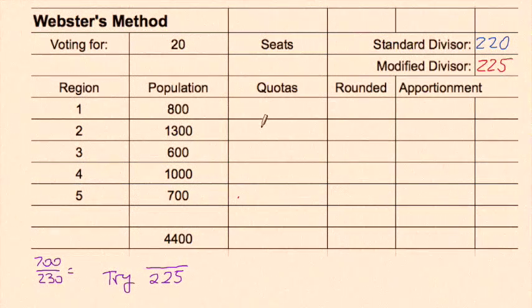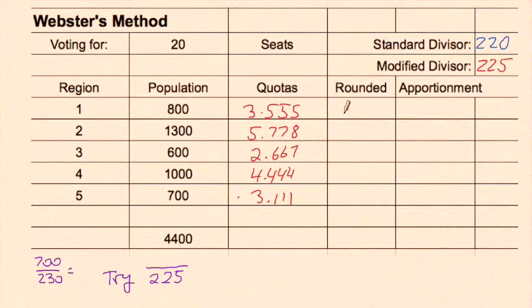Alright, so 800 divided by 225, 3 point and a bunch of 5s. 1300 divided by 225 is 5 point and a bunch of 7s. 600 divided by 225 is 2 and a bunch of 6s. If I remember right, that was 3 last time, so this one dropped 1, which is good. 1000 divided by 225 is 4 and a bunch of 4s. And 700 divided by 225 is 3 and a bunch of 1s.